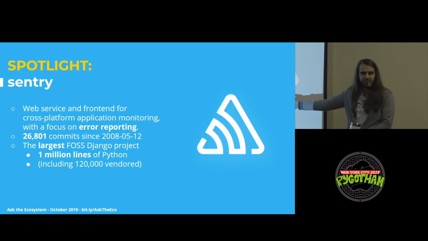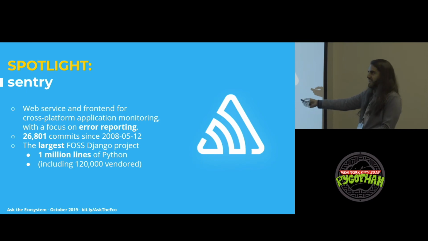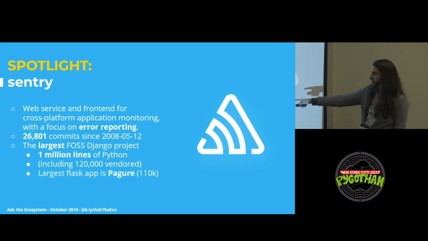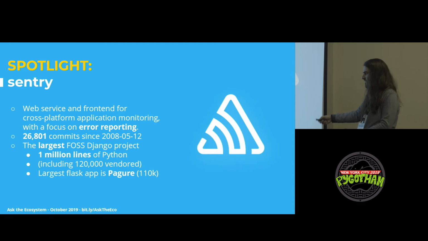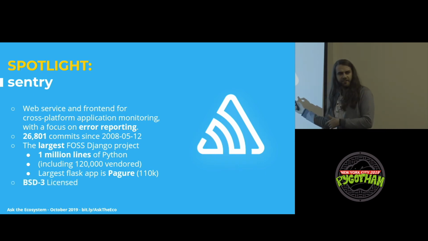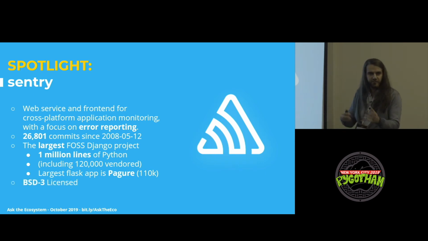But even so, that's like 880,000 lines of Python. So that was very intense. Just for comparison, the largest Flask app is Pagure with 110,000 lines. Pagure is like a forge. It's like a GitHub, but written in Python. OK. Sentry is actually BSD3 licensed for their whole server code and everything, which is kind of interesting.